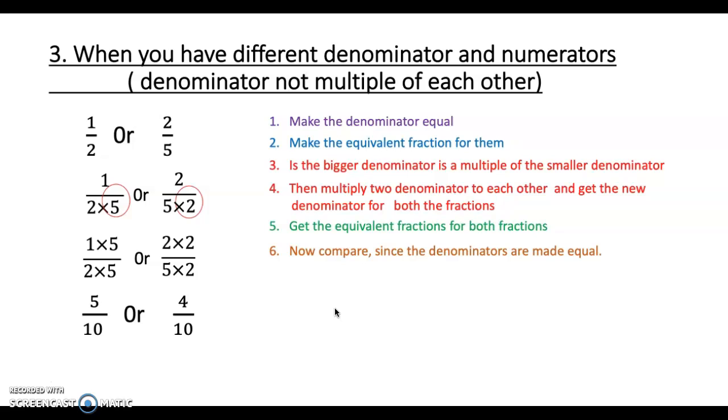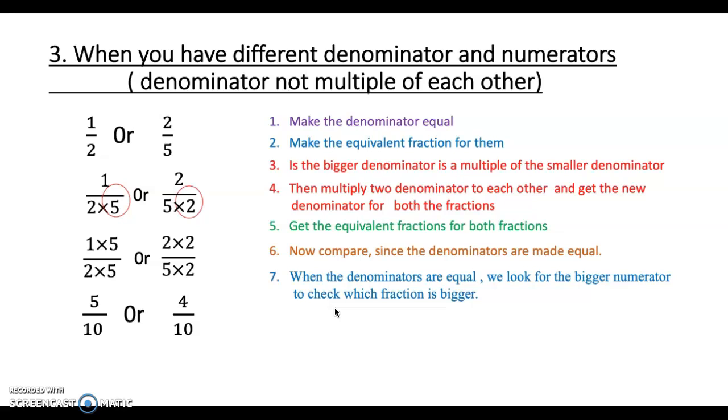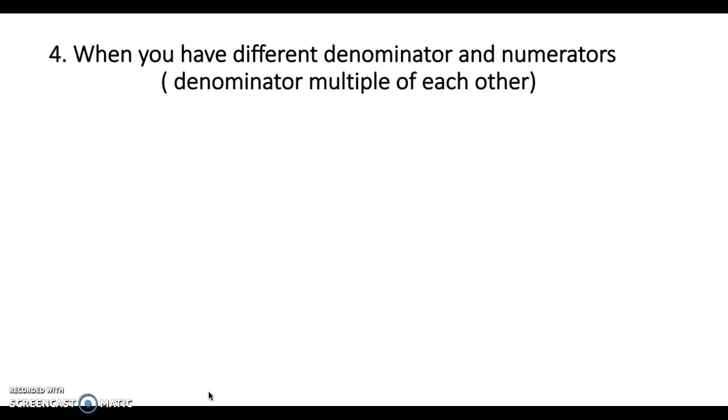Since we made the denominators equal, what do we look at in the numerator? The bigger numerator, right? We look at the bigger numerator, so that will be the bigger fraction. So this is the bigger fraction. So we bring the original fractions back, and then we use this sign to show that 1 over 2 is bigger than 2 over 5. It's like this. Okay, now the next case.